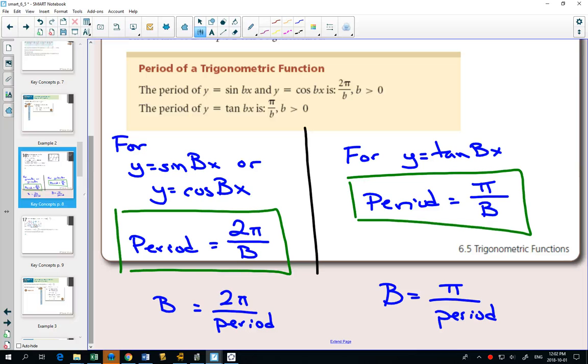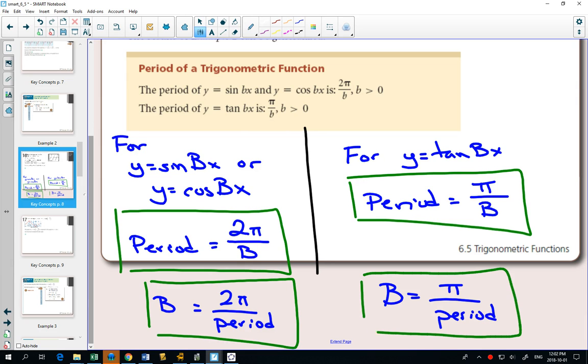So this becomes a very important formula for sine and cosine, and this becomes a very important formula for tangent, for figuring out the period. And sometimes we'll be told the period and we want to find out what the b value is. So rearranging these formulas, we could solve for b, and your b value is always 2 pi over your period for sine and cosine, and your b value is always pi over your period for tangent.